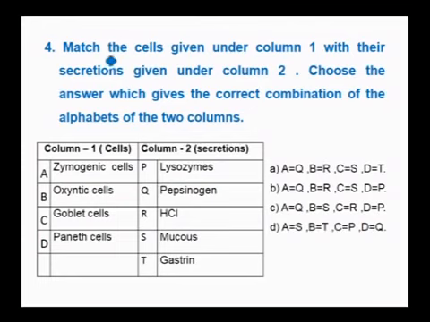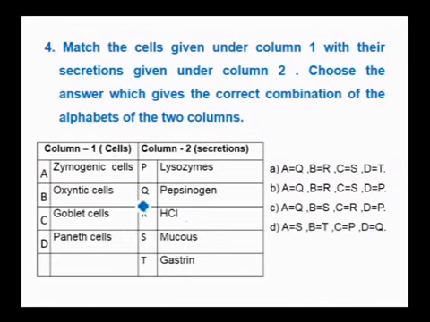The next question, match the cells given in column 1 with their secretions given under column 2. Choose the answer which gives the correct combination of the alphabets of the two columns. A. Zymogenic cells. We know what is a zymogen. It is the inactive state of an enzyme. Search for the zymogens here. It is pepsinogen. Oxyntic cells. We know in the gastric glands there are oxyntic cells which secrete HCl.